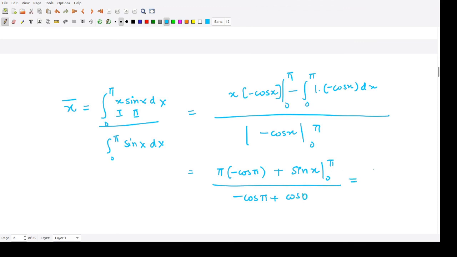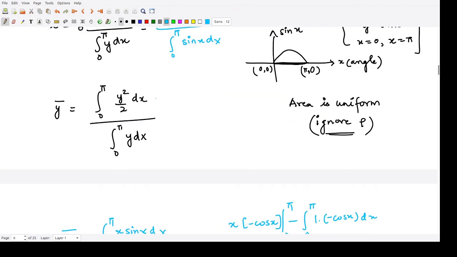So what would it be? The value of cos pi is equal to minus 1. So we have pi here, and the value of sin pi is 0, sin 0 is 0, so we have pi here. And in the denominator the value of cos pi is minus 1, so it becomes plus 1 and plus 1. So we have pi by 2 here. So this is the value for the x coordinate.